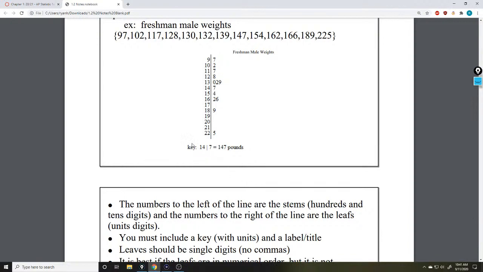So you'll see that we're showing that the 14 row, the digit of 7, corresponds to someone being 147 pounds. So that key will help us read the table and say, how big are we talking here? Are we talking about someone being 147? Are we talking about someone being 14.7 pounds? 1.47 pounds? 14,700 pounds? It matters. Make sure you include the key. So usually the stems are the rest of the digits in the number, and the leaves are the last digit. Not always, but most of the time.